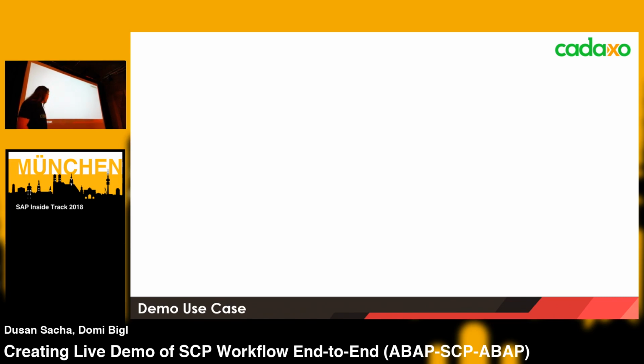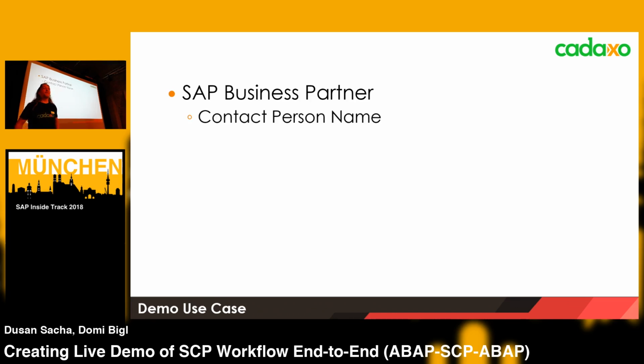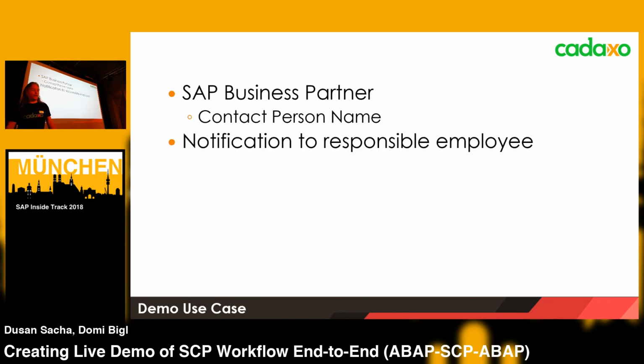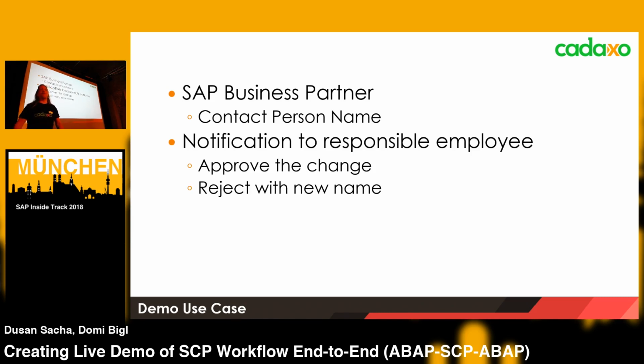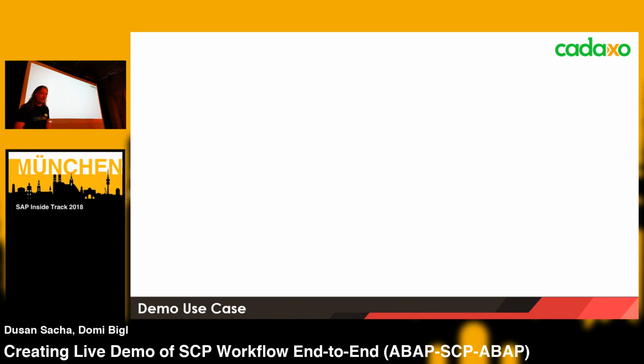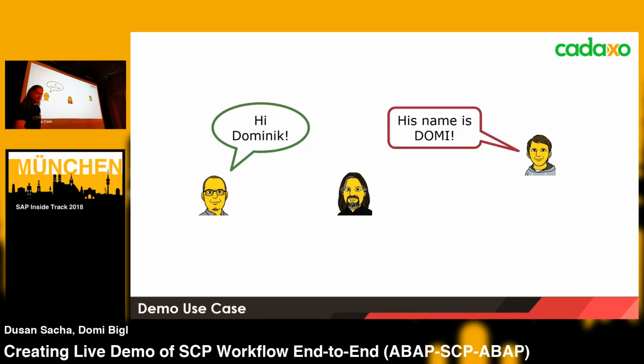So we'll do a short demo. The demo use case: we will use the business partner we have seen in the previous example, and more specifically, we will use the contact person name. So the idea is when the contact person name gets changed, the responsible employee of the contact person gets informed via workflow, and then he can approve this name change, or he can refuse it and send back the right name he knows from the contact person. To make it a little bit more graphic, someone calls me Dominic, and Dusan refuses that and says, no, his name is Domi. So that's the idea behind this demo workflow.